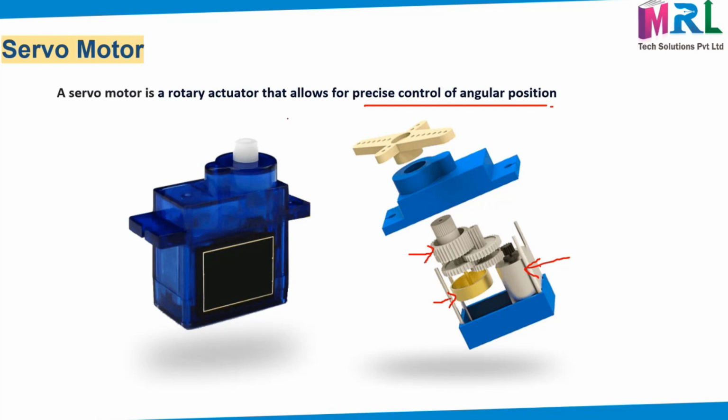It will move in an angle, first 90 degrees, then another 90 degrees, like that, based on the power supply. Inside it you have a DC motor. It is controlled by a potentiometer and then a gearbox. At the output this will move to an angular position. It's not rotating continuously. Shall I move to the next slide?